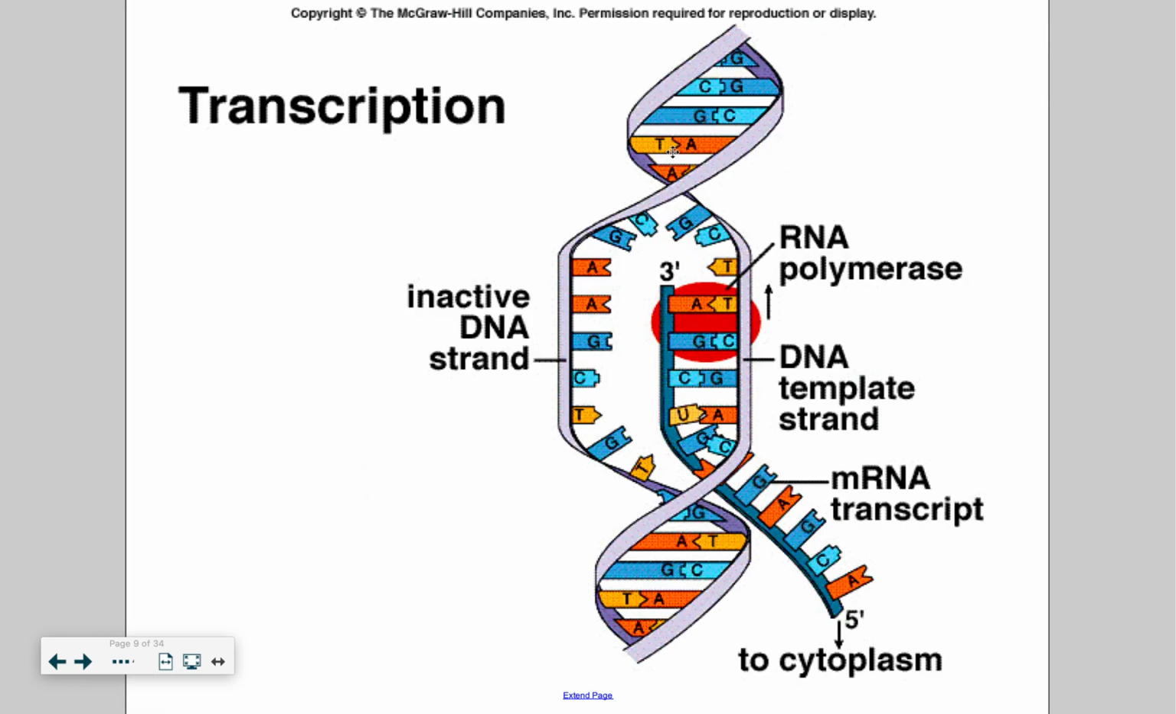So here's transcription, another diagram showing how DNA will just kind of unwind. One side does not get read, the other side does. Our nucleotides are matching complementary. A pairs with U, C pairs with G. All unicorns can giggle. And there's our RNA polymerase doing all the matching.